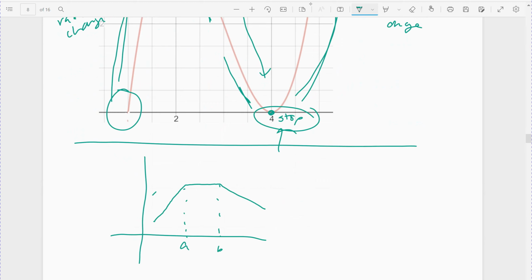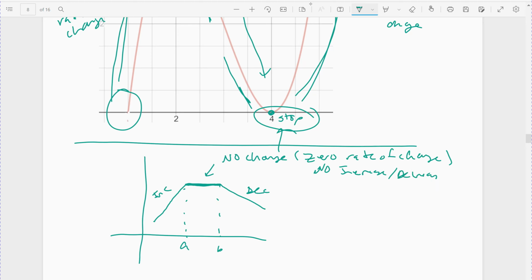So this is increase, this is decrease. This one, when it's a flat line like this, that means there is no change. It's a 0 rate of change, I should say. No growth and no decay. So no increase or decrease. You can read that.